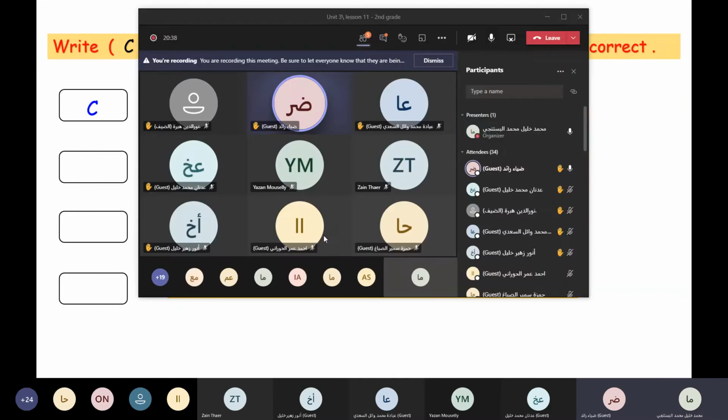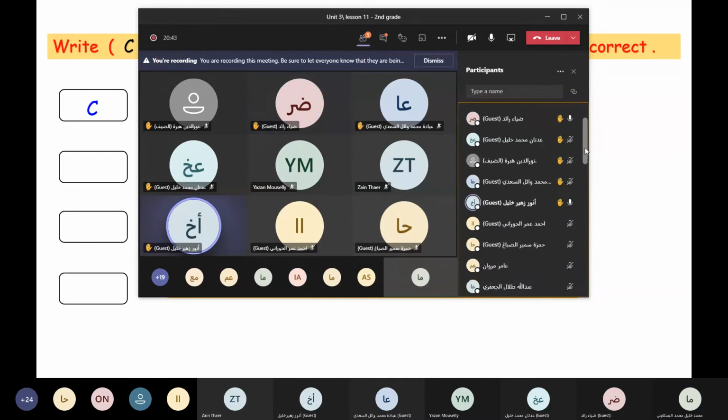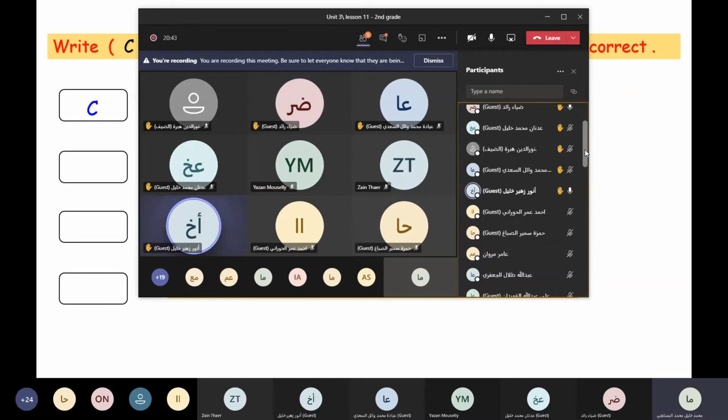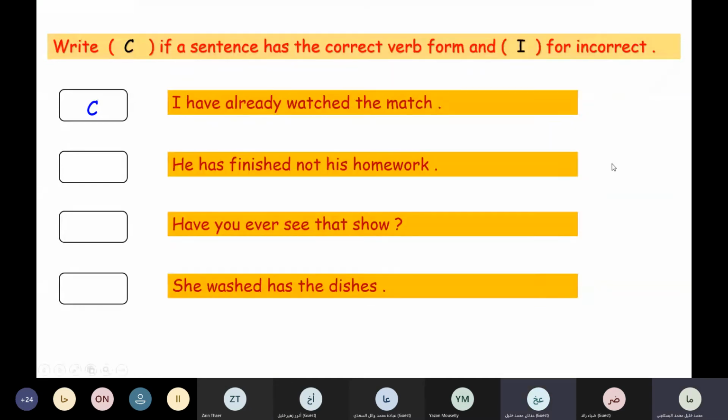Number 2. Can I do it? Okay, Anwar. He has finished not his homework. Incorrect. Now, if you want to correct it, it will be what? He hasn't finished. Good. Very good. It is incorrect.